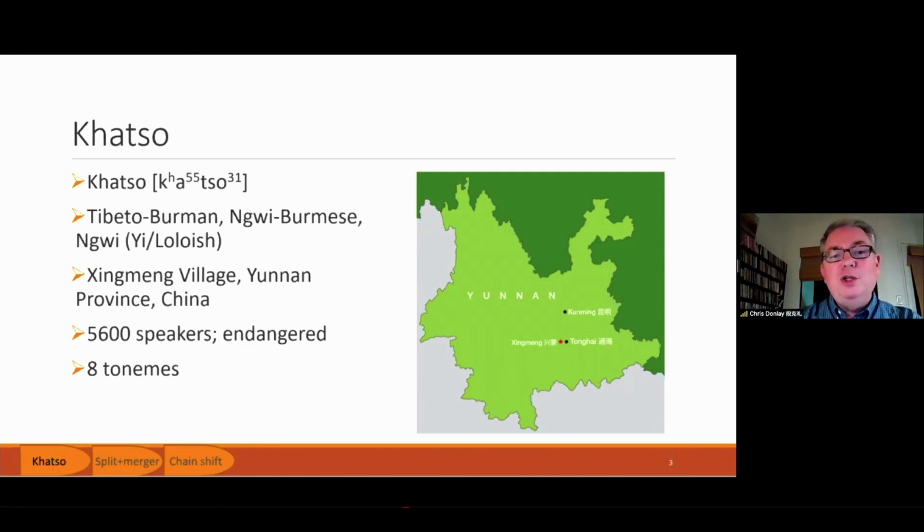And one of its most unusual features is the fact that it has this very large tone inventory, 8 tonemes, many more than in the typical Ngwi language, which may only have 3 or 5. So there's a lot that needs to be explained here about why Khatso looks the way it does today in modern times.